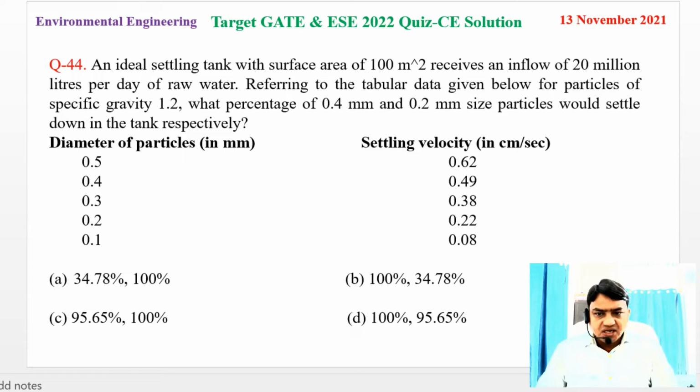So your options are: option A, 34.78% percentage particle settling for 0.4 mm size, and for 0.2 mm it is 100%; option B is 100%, 34.78%; option C 95.65% and 100%; and option D 100% and 95.65%.